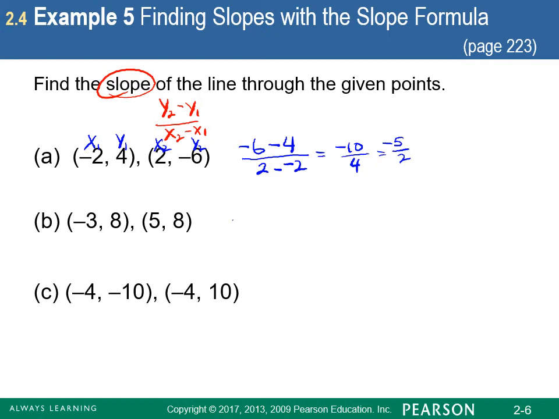In the second one, we have y2 minus y1 over x2 minus x1. That's a 0 divided by 8. You can do this on your calculator if you get confused about the zeros, and it'll tell you that's a 0.